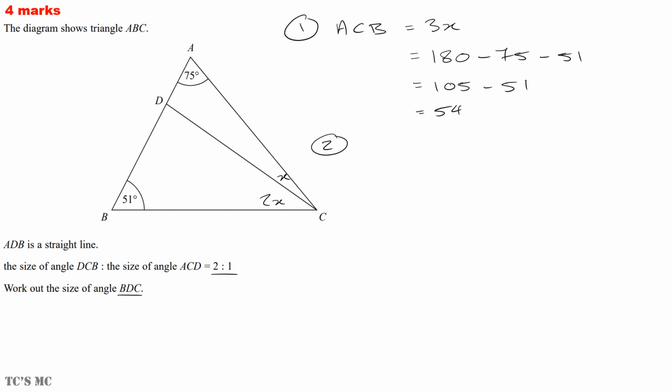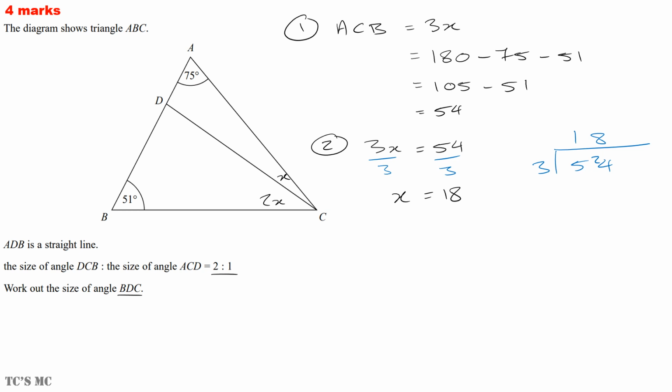Step 2, we know 3x is equal to 54. To work out x, we need to divide by 3 on both sides. I will do that on the side. 54 divided by 3. 5 divided by 3 is 1, remainder 2. 24 divided by 3 is 8. That means x is equal to 18. Now I have 2 marks.